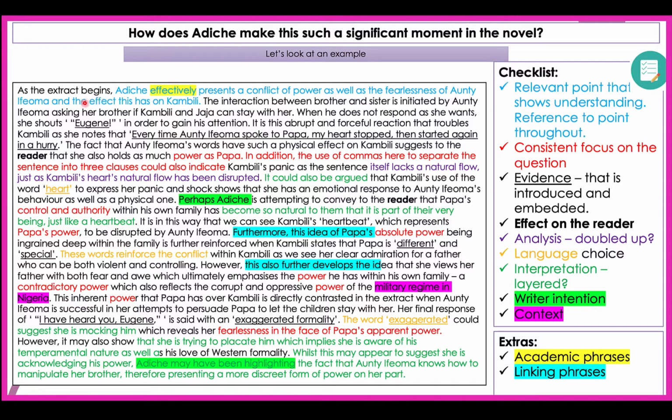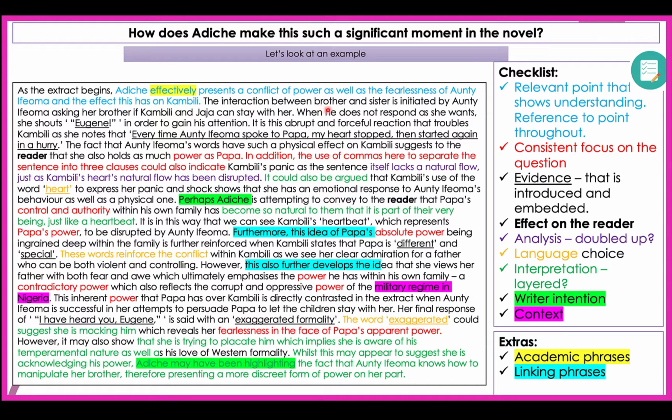Okay, so let's have a look. As the extract begins, Adichie effectively presents a conflict of power as well as the fearlessness of Auntie Ifeoma and the effect this has on Kambili. So this is my point. Shows that I understand the extract, what's happening and the significance.